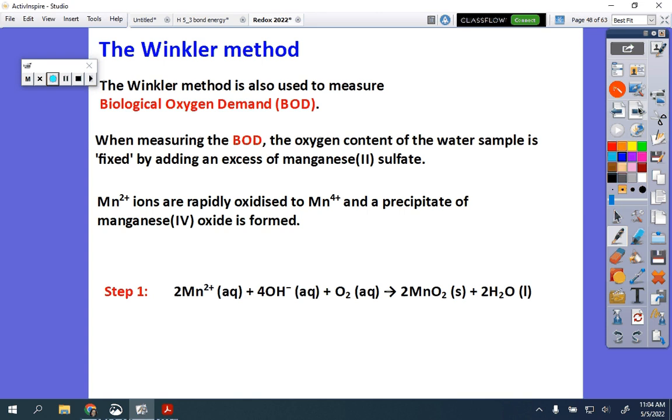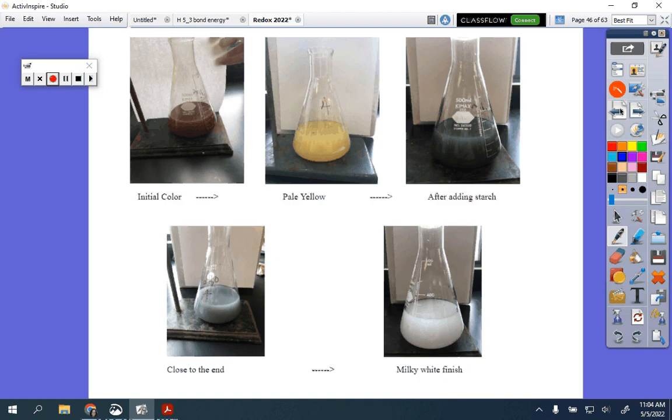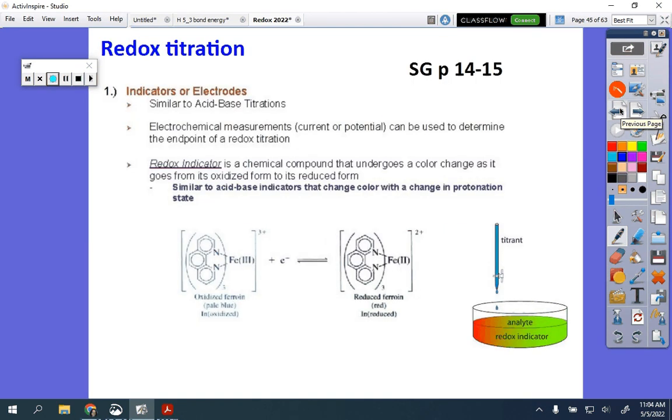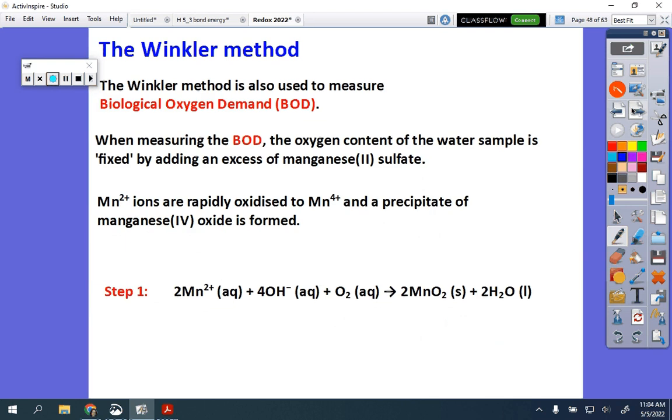Okay, so there are 3 steps to the method. Pages 14 and 15 of your study guide are what we're looking at here. First, we take some manganese and we oxidize it, and that creates this precipitate. The details are not important. If they are asking you to use this, they will give you the equations.